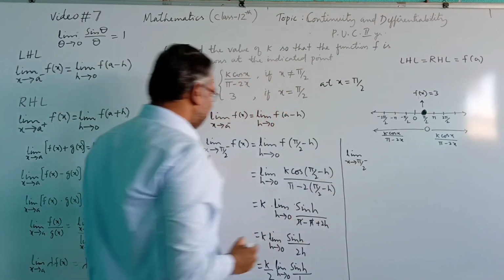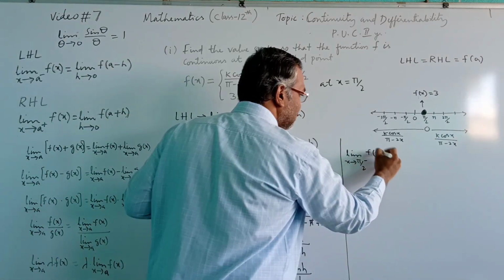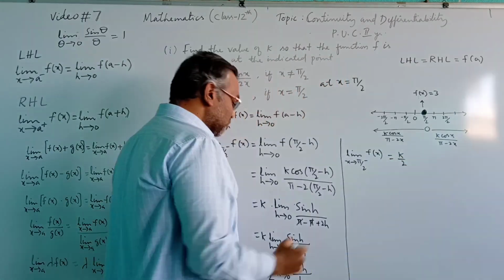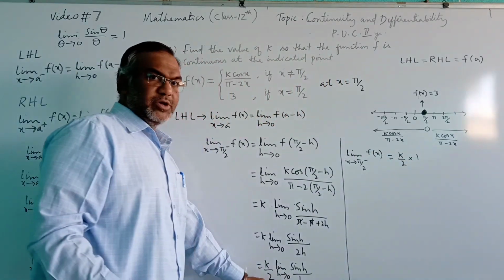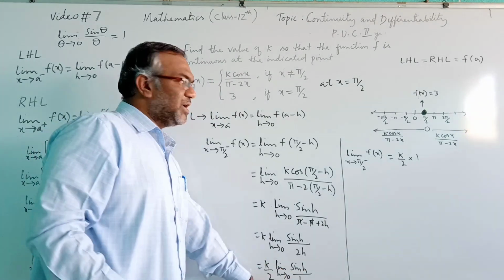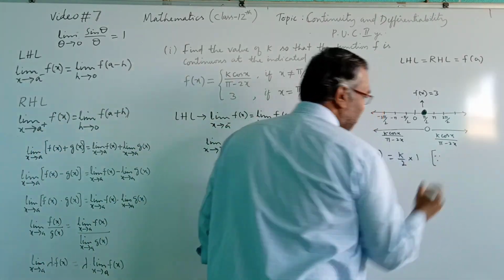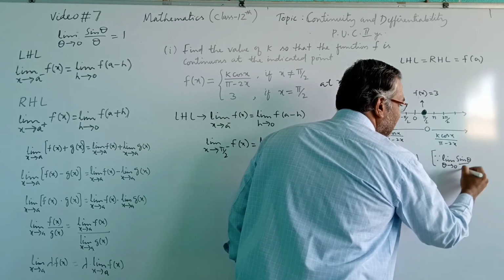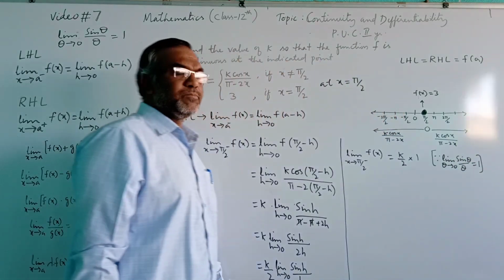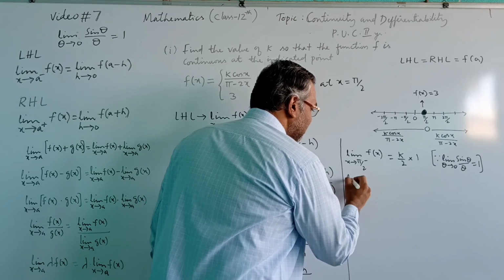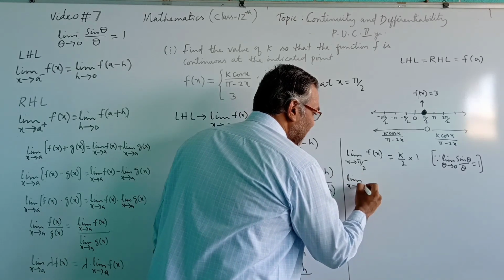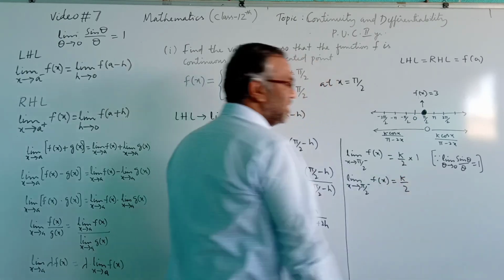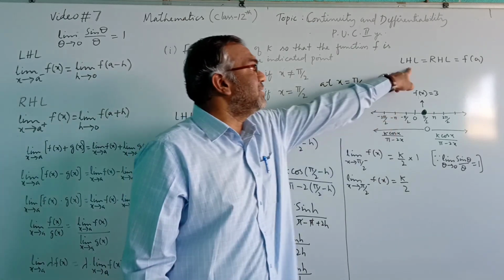So the limit we are finding, x tends to pi by 2 from left of the given function, will be equal to k by 2 into 1, because limit h tends to 0, sin h by h is equal to 1. You can write the reason here: because limit theta tends to 0, sin theta divided by theta is equal to 1. This result is used. So limit x tends to pi by 2 from left, f of x is equal to k by 2 into 1 is k by 2. We got the left hand limit.